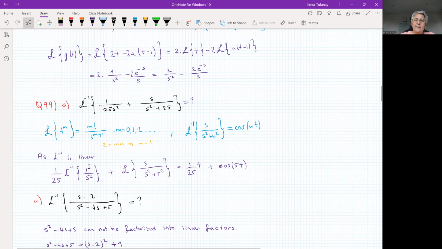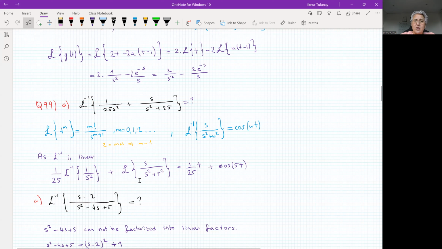It means 1 over s squared. So m plus 1 is equal to 2. In that case, m is equal to 1. So it will be just t, right? L of t is 1 over s squared. L inverse of 1 over s squared is t. So I have only t for that.